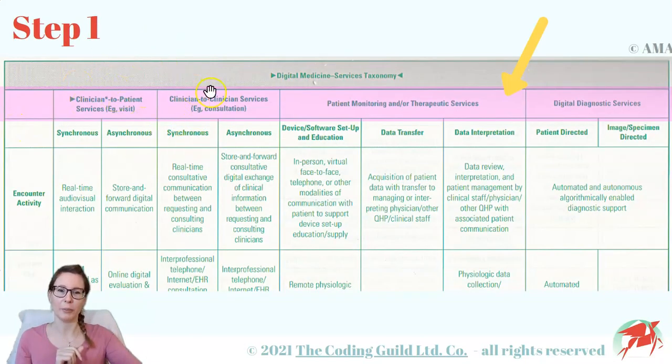Alright, here is an excerpt of the appendix. For the full table, please see your CPT codebook. In the header, we see the 4 main groups into which CPT categorizes digital services: clinician to patient, clinician to clinician, patient monitoring and/or therapeutic services, and digital diagnostic services. The first step in using this new appendix is to determine who the provider is interacting with. And by provider here we mean either a physician or other qualified healthcare professional.